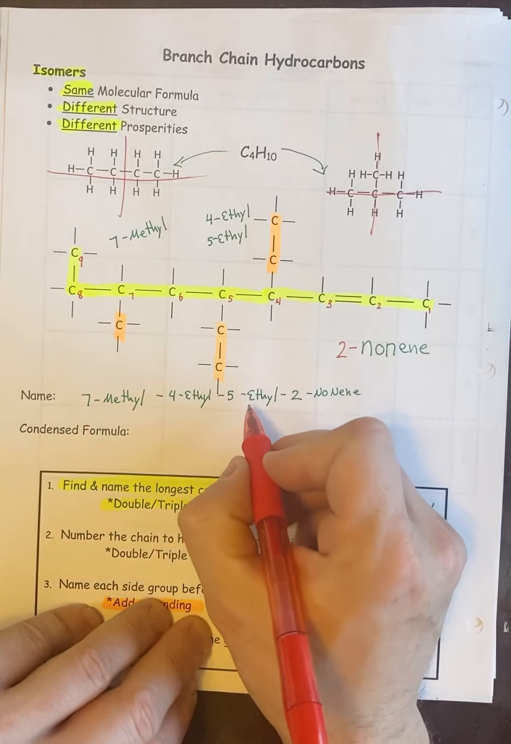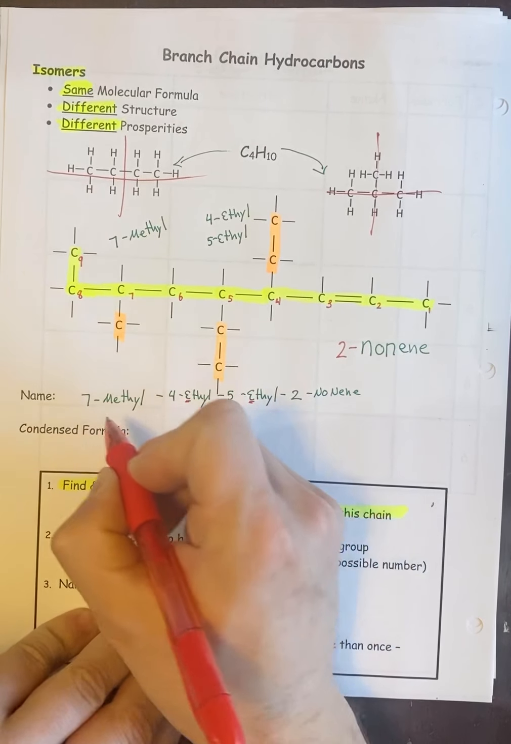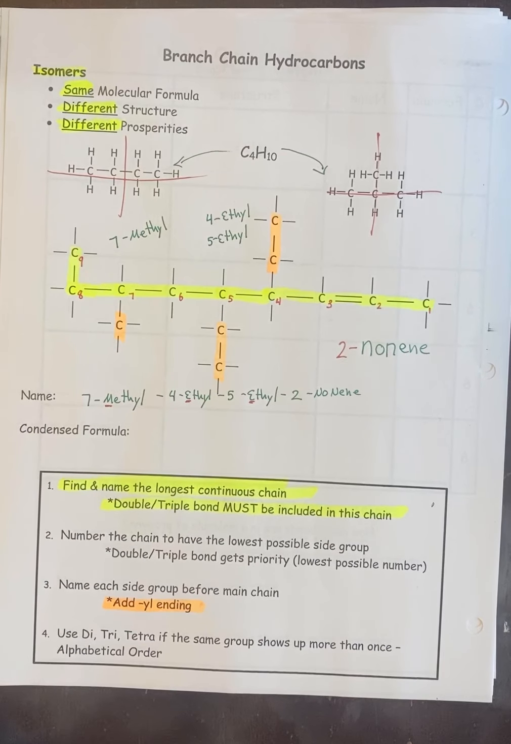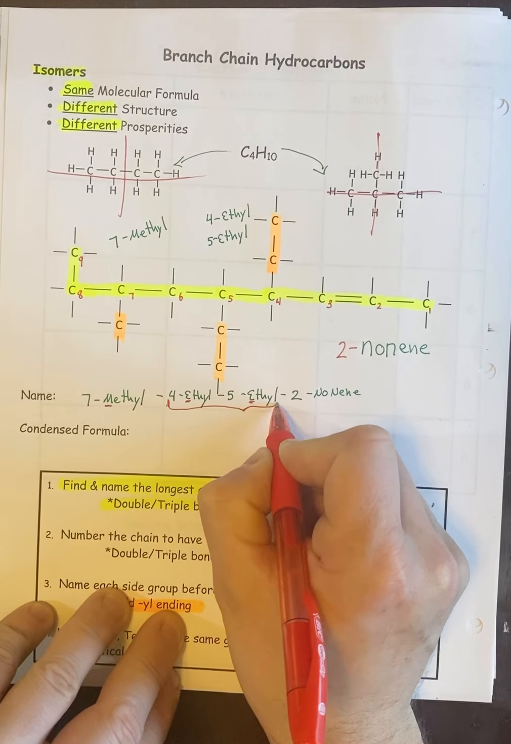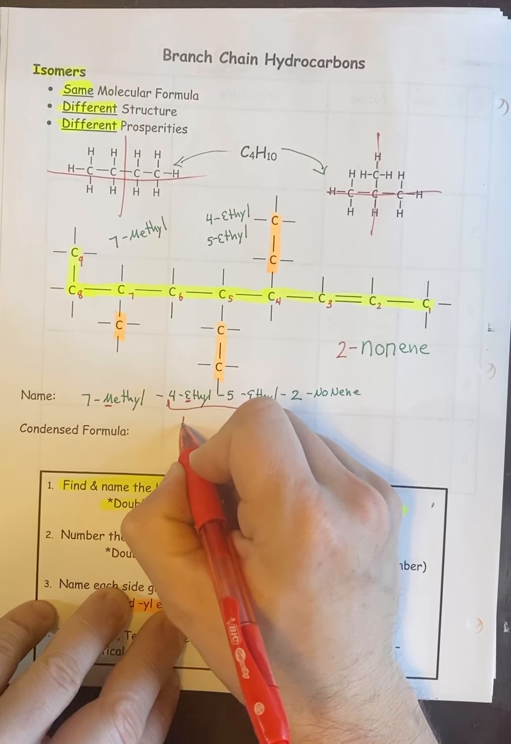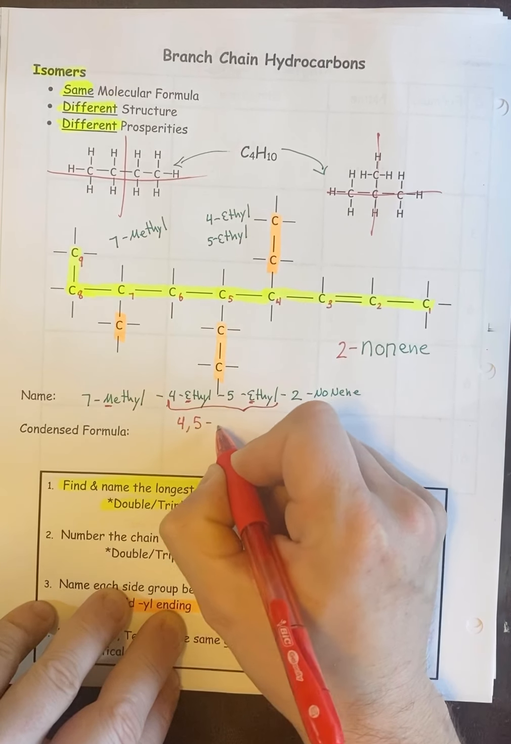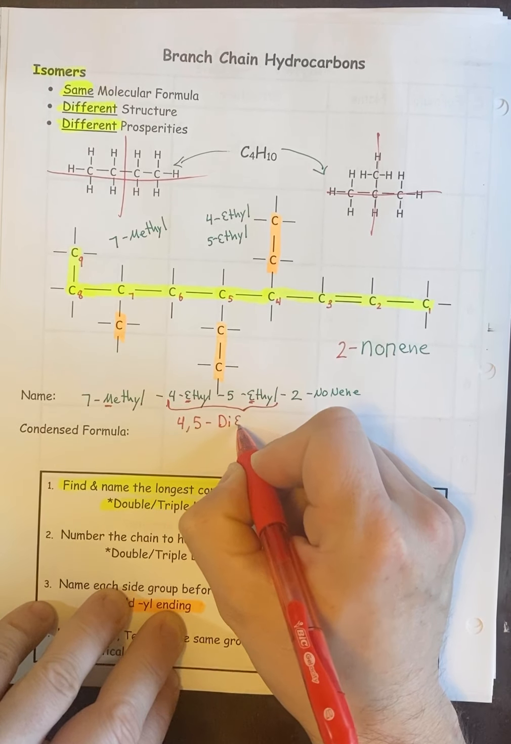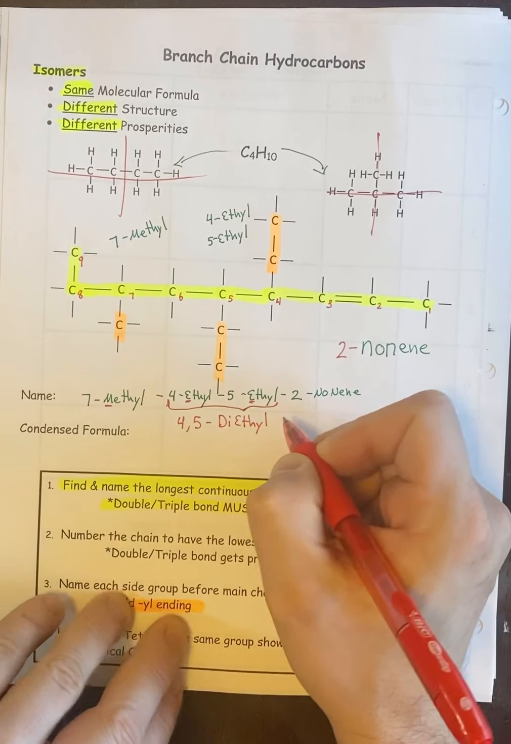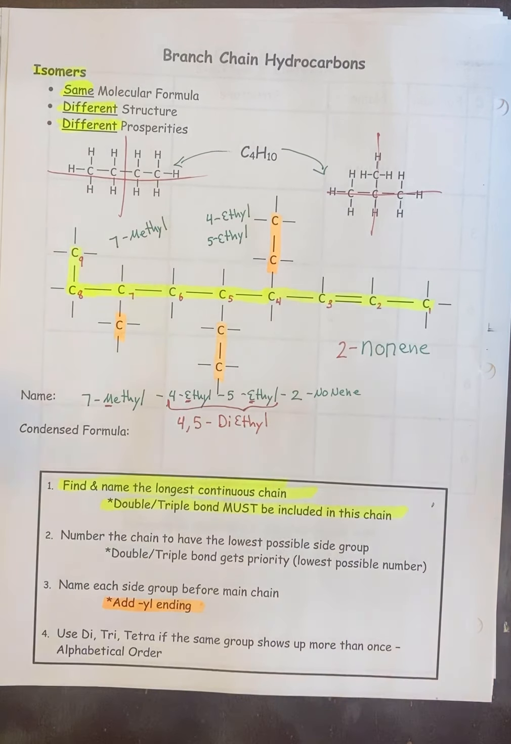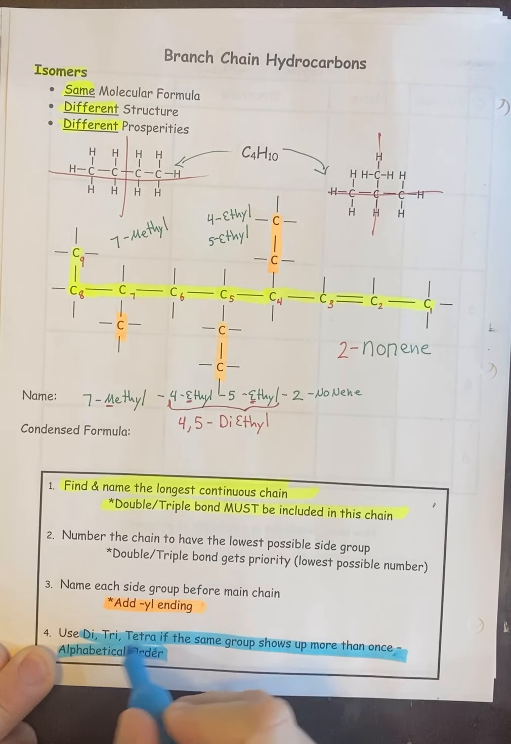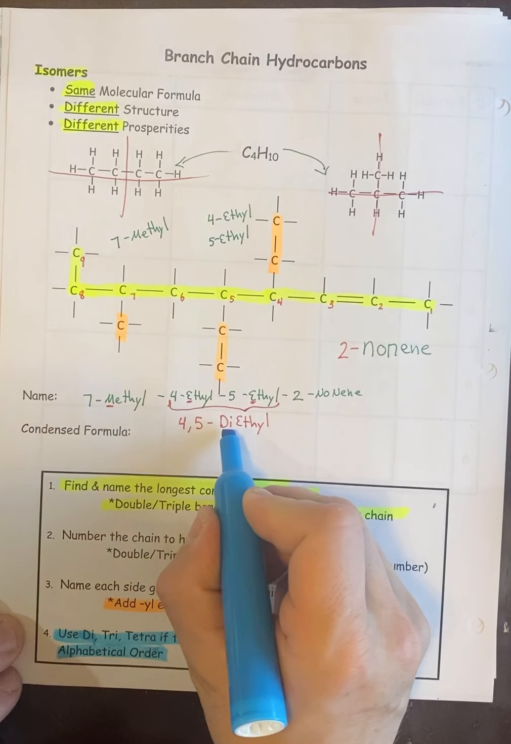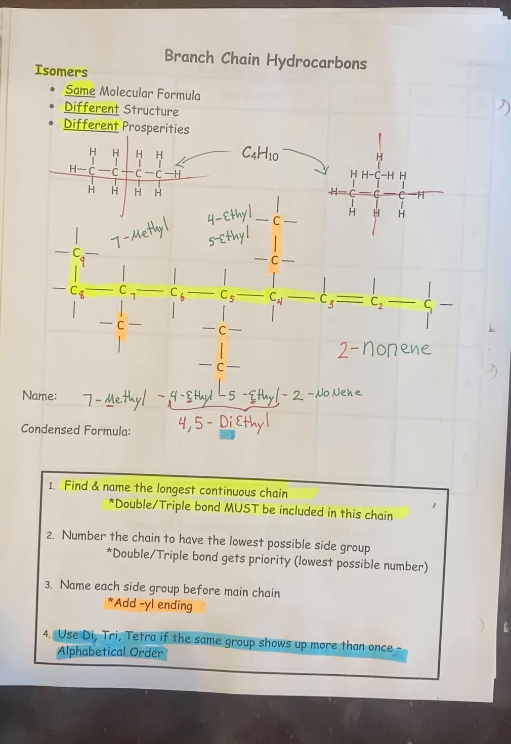One, technically, the branches are supposed to be in alphabetical order, so the ethyls should come first and then the methyl goes second, so that's one thing. But two, we can condense these two down to this. 4,5-diethyl. Now the reason it gets the di is because if the same group shows up more than once, we can condense them down.